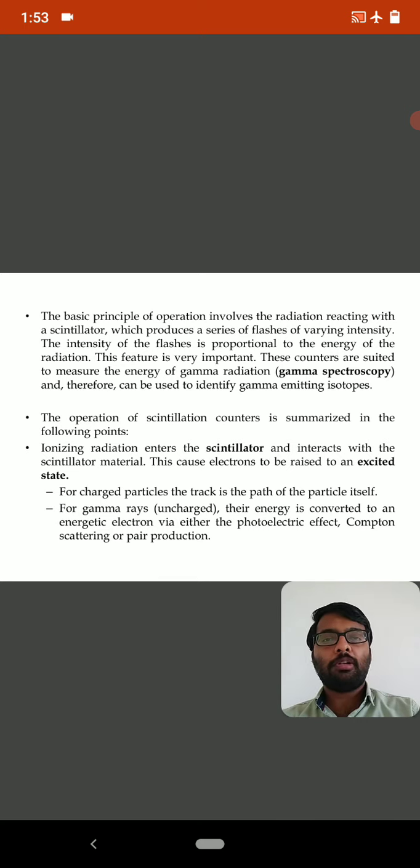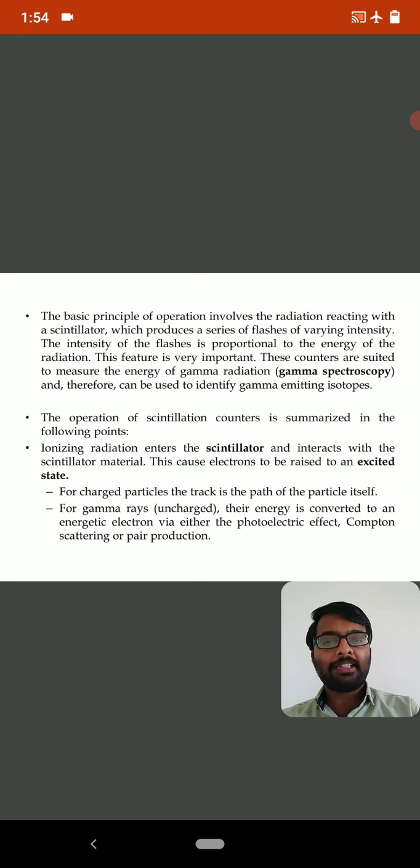So the operation of this scintillation counter is summarized in the following points. So far we have discussed the working of this scintillation counter. It is summarized in the following points. The ionizing radiation enters the scintillator and interacts with the scintillator material. This interaction causes electrons to be raised to an excited state. So because of the interaction between incident radiation and the scintillator, there will be moving of electrons from the ground state to the excited state.